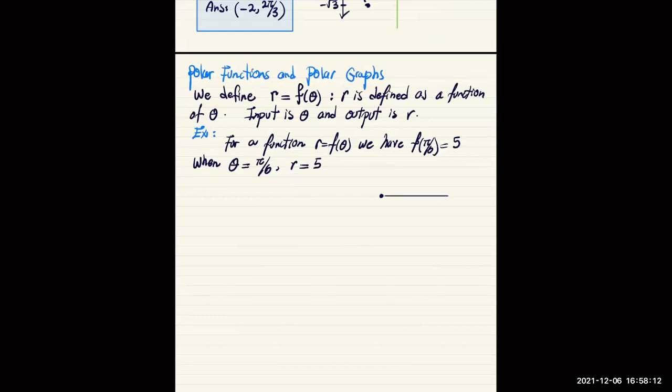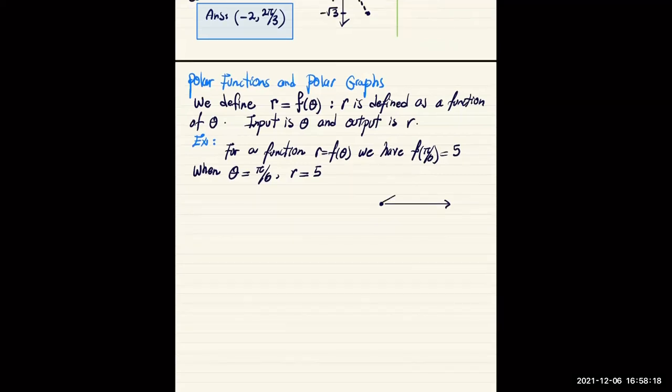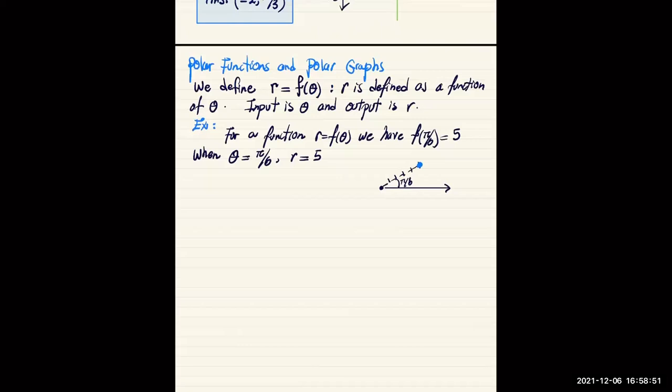So here is the polar axis. What you do, just go pi over 6 and count 1, 2, 3, 4, 5. This point is going to be on your polar graph. Remember how we graph functions in the very beginning? We plug in points. We're going to see different polar functions, and we can plug in points. Let me show you an example with a polar function.